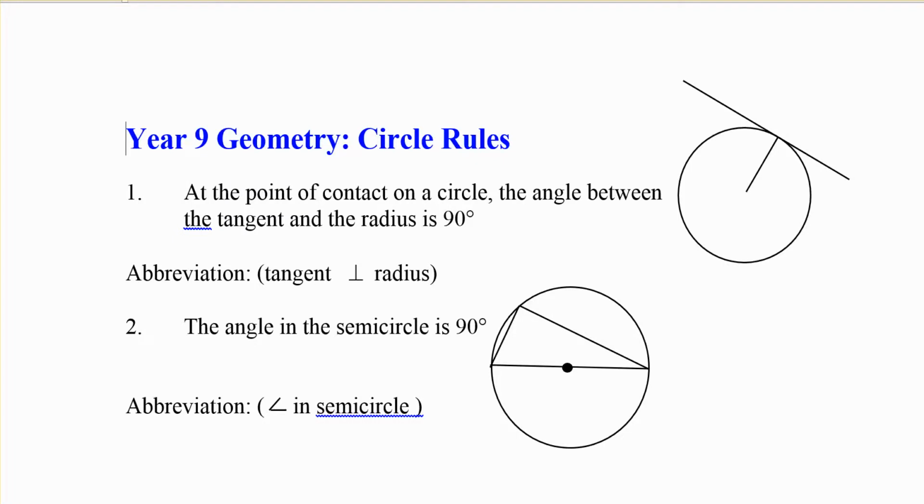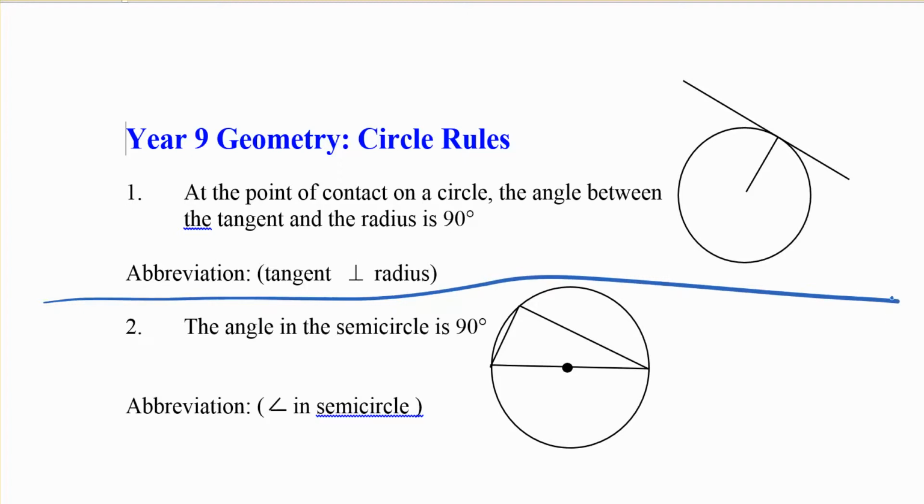So we're going to look at two new rules about circle geometry here. And our first one is going to be about tangents. So I'll put a line to break between these two. So we'll look at the first one first. So at the point of contact on a circle, the angle between the tangent and the radius is 90 degrees.